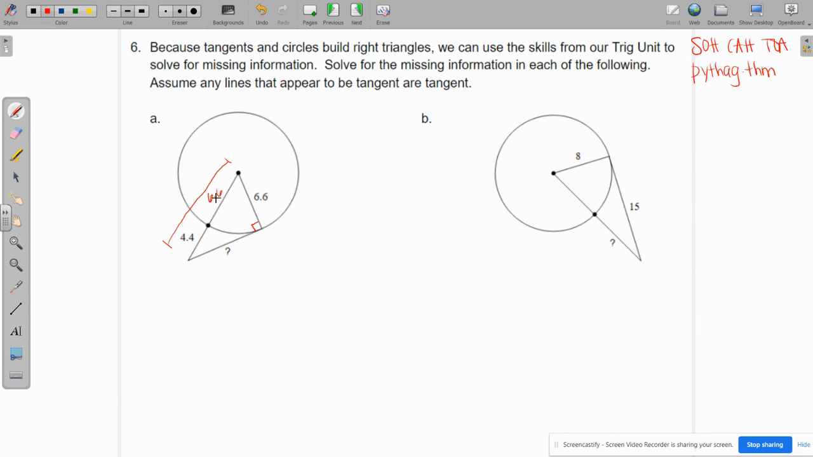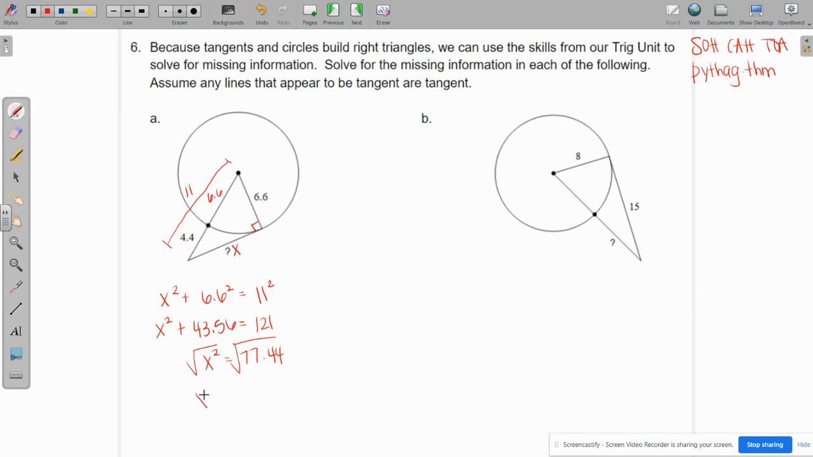We do want to know what this entire side is. And if I add 4.4 plus 6.6, that's going to be 11 units. So if I call this side x, we could say that x squared plus 6.6 squared should equal 11 squared. 11 squared I know is 121. 6.6 squared is 43.56. So we would have x squared plus 43.56. To isolate x squared, we'd take 43.56 away from both sides, which leaves us with 77.44.